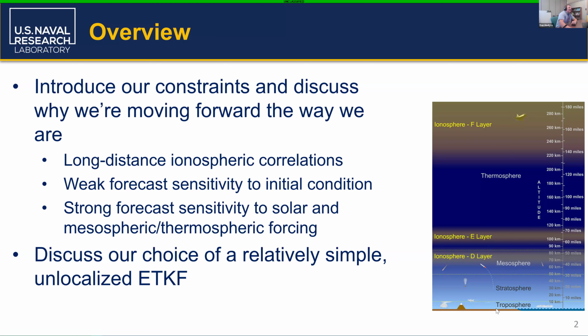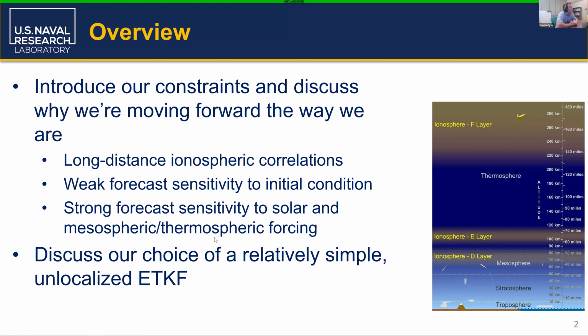So we looked at a variety of statistics for the ionosphere, and one interesting thing that came out was very long distance ionospheric correlations, which I'm going to talk about in a minute, and also this feature that the model trajectory is only weakly sensitive to the initial condition, which is, of course, the standard thing that data assimilation is meant to produce. It is, in fact, more sensitive, at least in our model, the SAMI-3 model I'll discuss in a minute, to parameters and external forcing, so solar and mesospheric thermospheric forcing.